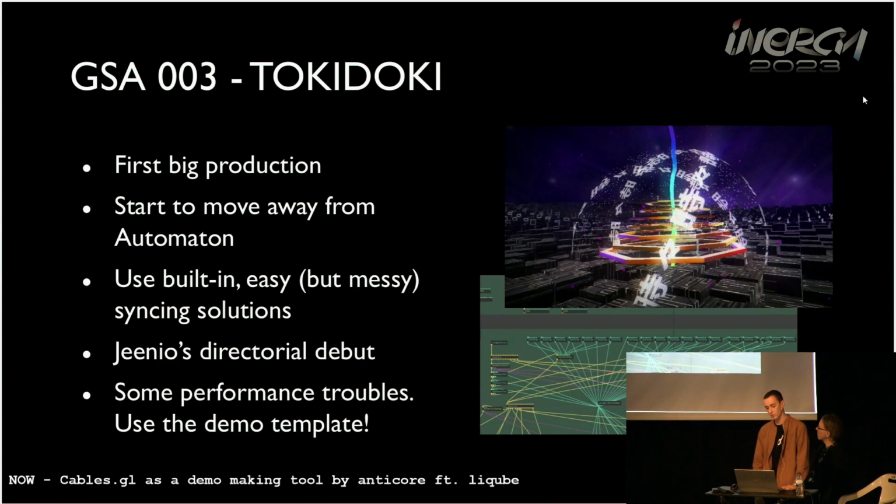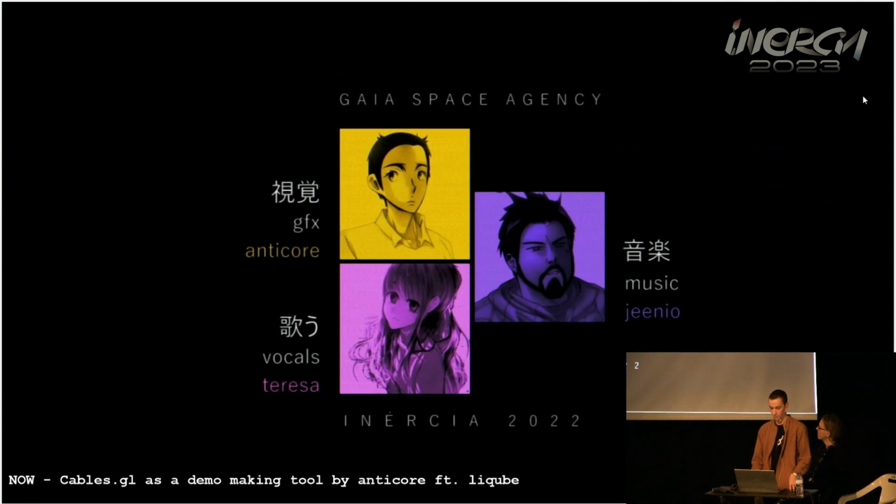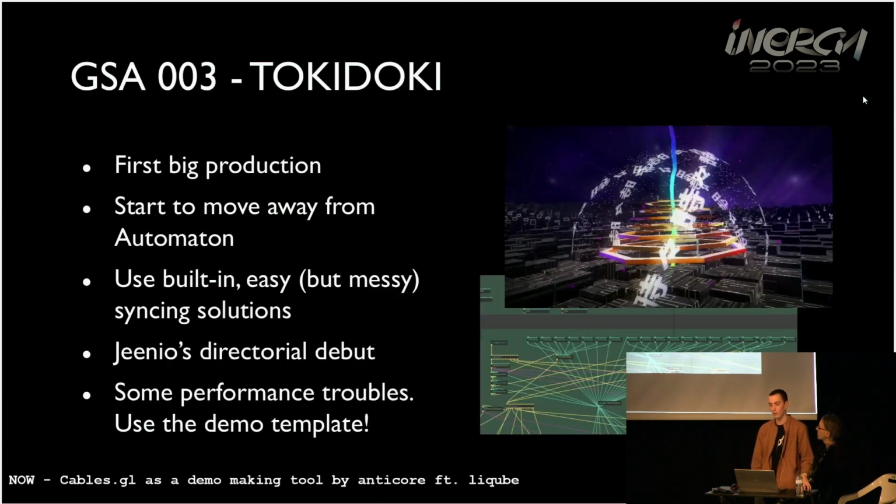And we also started to move away from automaton because while it's a great tool, it doesn't really gel with Cables' workflow because every time you save an automaton change, it saves JSON to your clipboard that then you have to paste in another op to feed it back into automaton. So every time you want to save, you have to do a tricky process, and it leads to a lot of errors and lost stuff. So we started to move away from automaton in this demo.